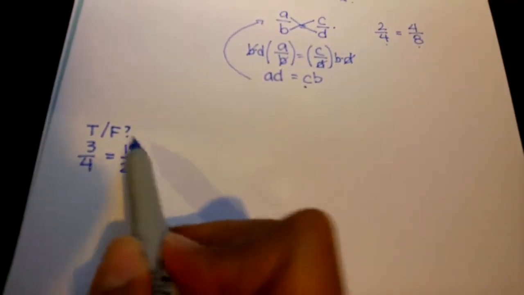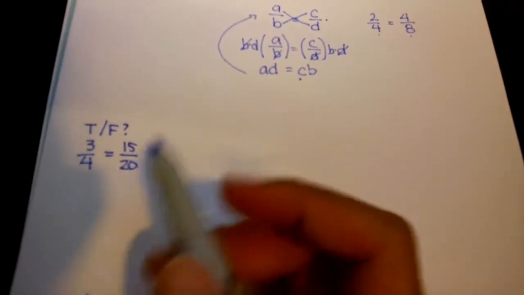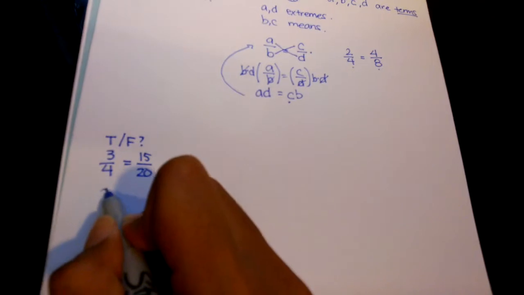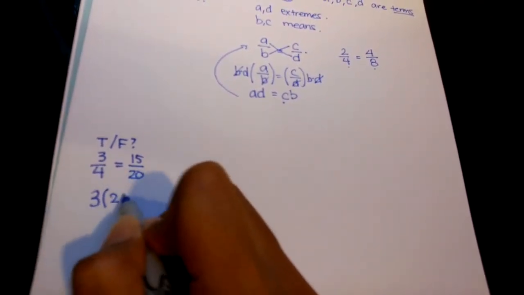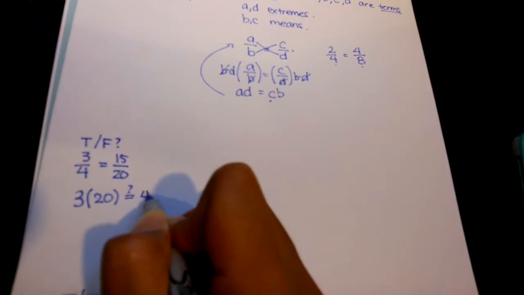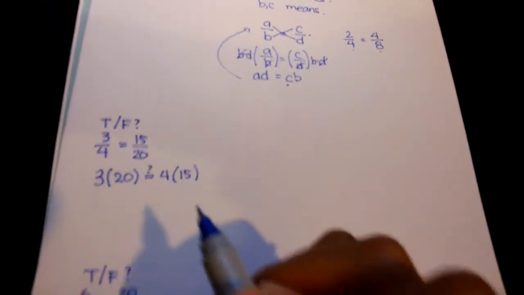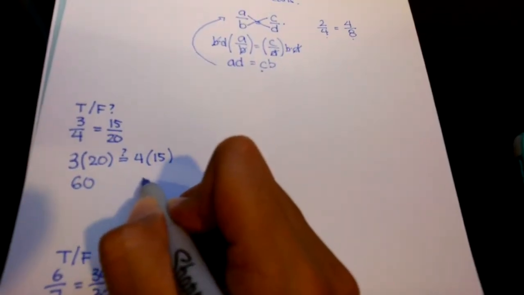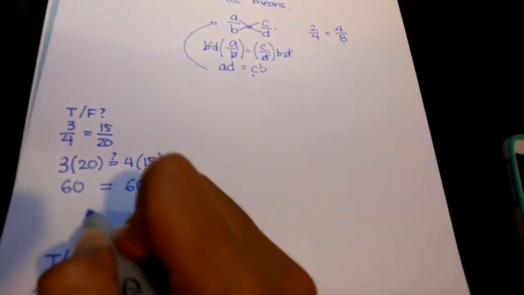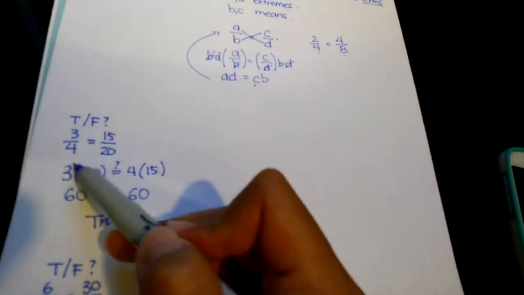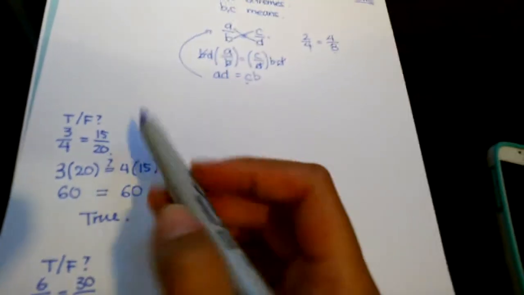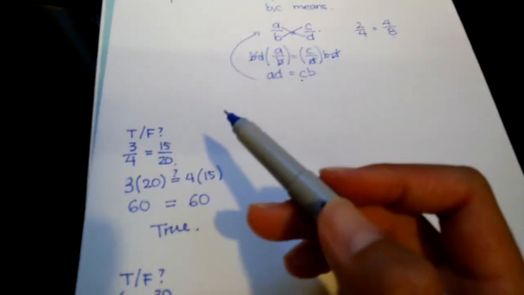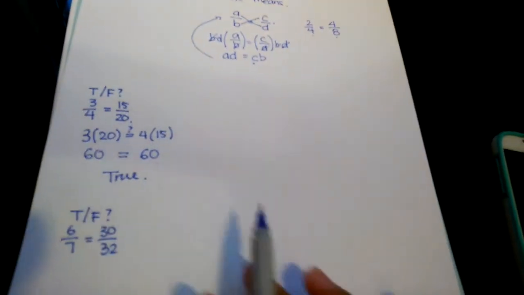Okay, so let's use that with numbers. So 3/4, is this equal to 15/20? To use our cross product, you would multiply the extremes, so 3 times 20, and we have to check if that's equal to 4 times 15. If it is, it's true. If it's not, then it's false. So here we have 60, and 4 times 15 is also 60, so it is true. So 3/4 is equal to 15 over 20. Another way you could have done it is, since 15 and 20 have a common factor, you could factor that out and see if you could reduce it to 3/4.